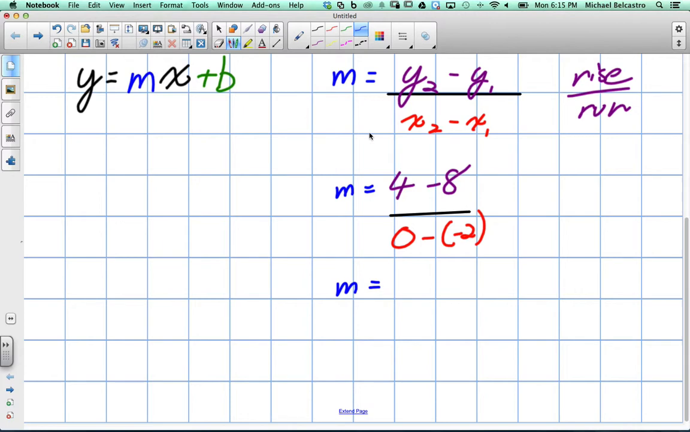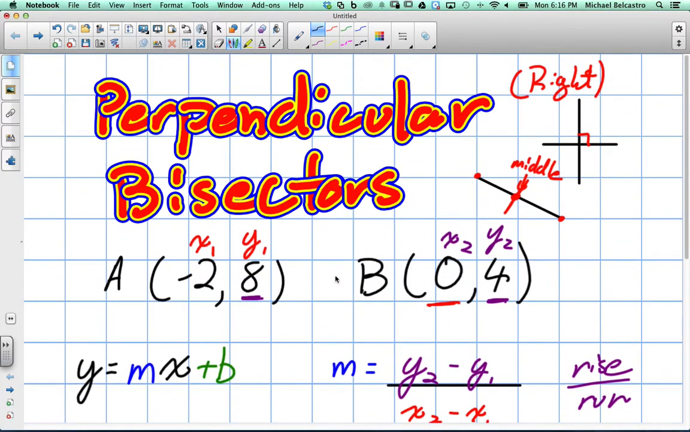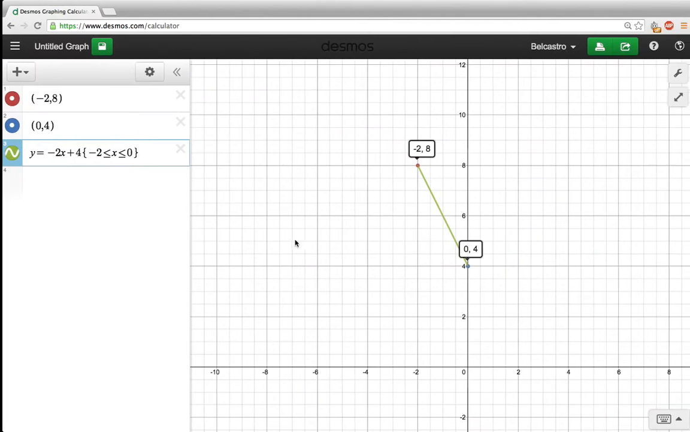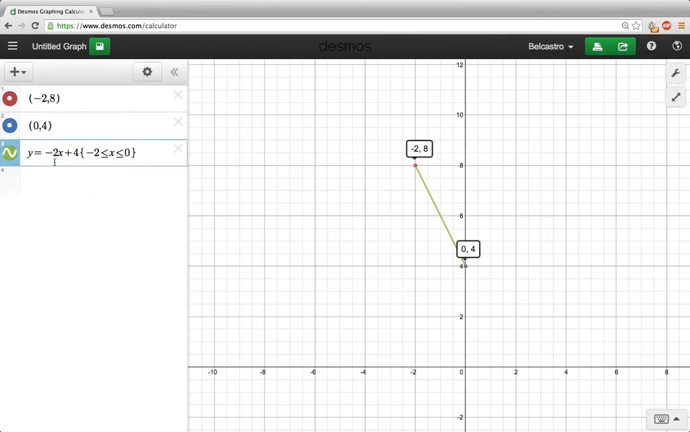So 4 subtract 8 is going to give us negative 4. And 0 subtract negative 2 is the same as adding 2, so it's going to be just positive 2 on the bottom. So we end up with m equal to negative 4 divided by 2, which is negative 2. Great. So we've just discovered m equals negative 2 for the equation of the line between these two coordinates, so our slope is negative 2. And we knew that. You can see I've written it over here.